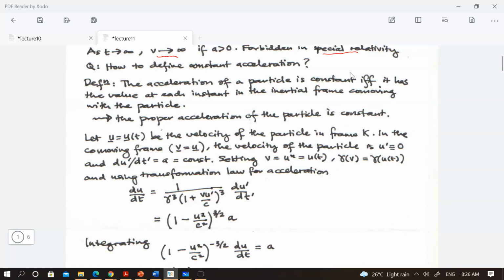Like before, we need to redefine what we mean by constant acceleration. Over here, the convenient thing that we can do is to go to the proper frame of the particle. So in the proper frame of the particle, you remember that your instantaneous velocity, I think I denote this by u, will be equal to 0.